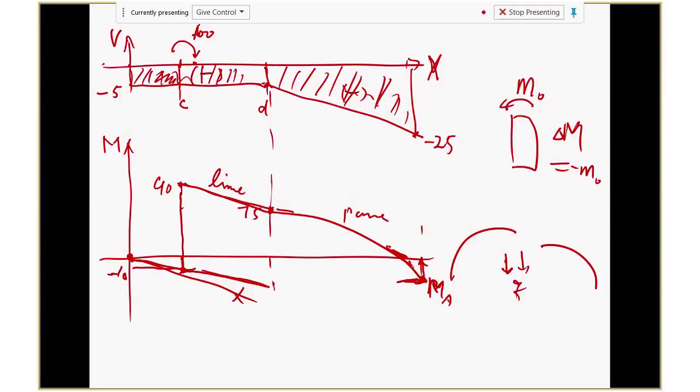Five plus 25, right? So that's 30. 30 times distance 5, so 150. Then divide by 2, so it's 75, right? So if you go down 75, where do you end up? 0. Actually it happened to be 0. Surprisingly, it happened to be 0, right?